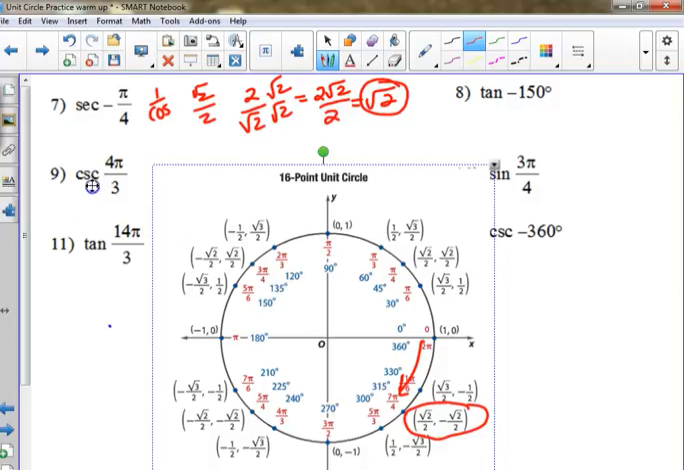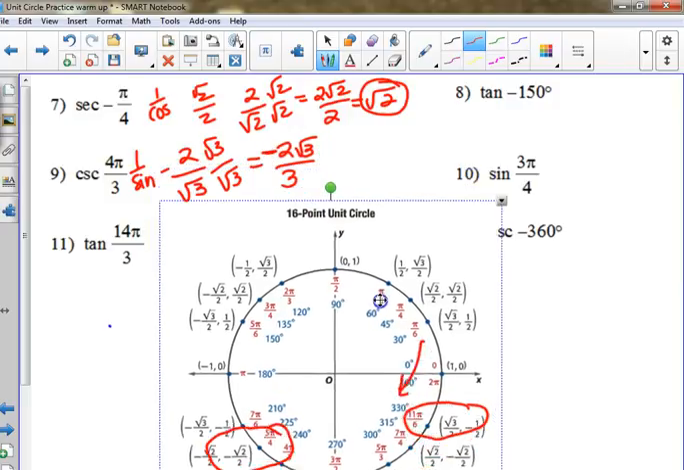All right. For some reason, I'm going up and down. Sorry, but I'm on 9 here. Cosecant 4 pi over 3. All right, 4 pi over 3 is down here. Which one am I flipping over? Sine, which is the y value. So I end up with 2 over square root of 3, but it's negative somewhere. What is that going to simplify to? 2 square roots of 3 over 3, but it has to be negative. Don't lose that sign. Okay.